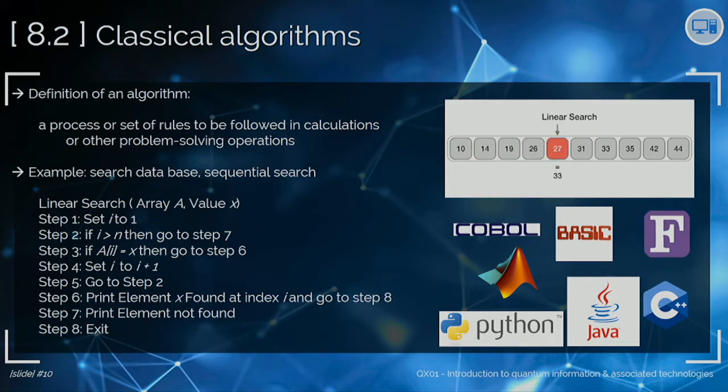So if I take a possible definition of an algorithm, it's a process or a set of rules to be followed in calculations or other problem-solving operations. So the easiest example, one of the easiest examples, is a search database where I give you a database and I ask you to find the number 33. So this is a search algorithm. What you would usually do is a sequential search where, like here, you would go through each of the possible data.